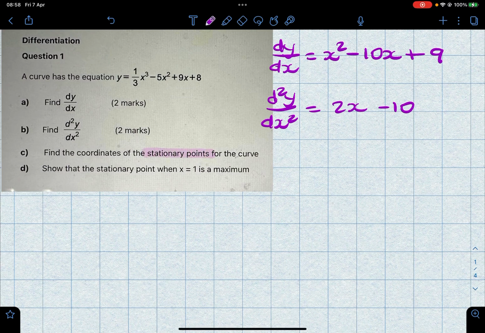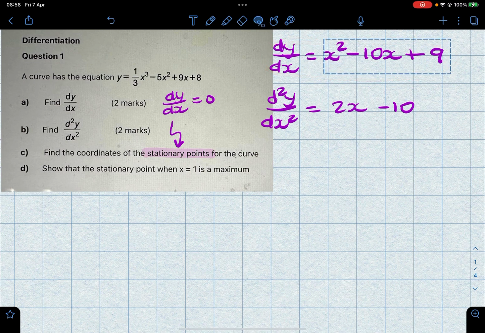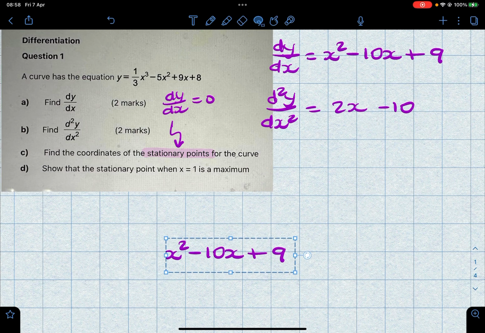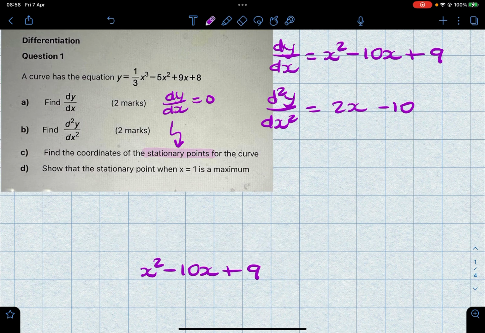Now, stationary points are those points where dy by dx equals 0. So basically, we need to solve for x, where dy by dx equals 0. So this needs to be 0. So what values for x will make that 0? So just to make it clear, we're solving dy by dx equals 0 because it's a stationary point. Now, because it's a quadratic, there are going to be 2 points. So that's why they said points.